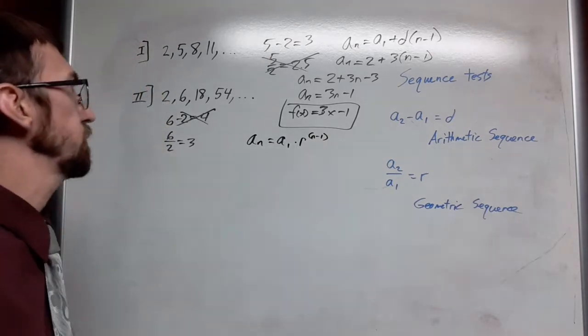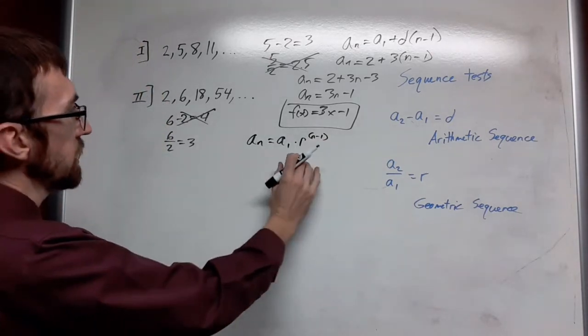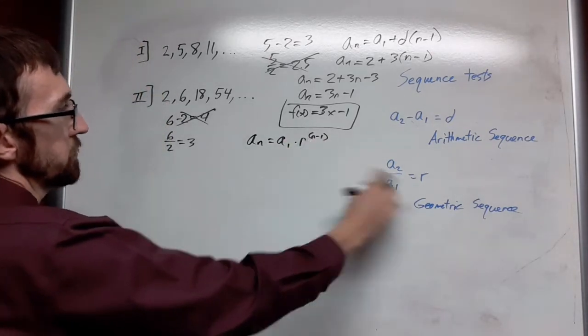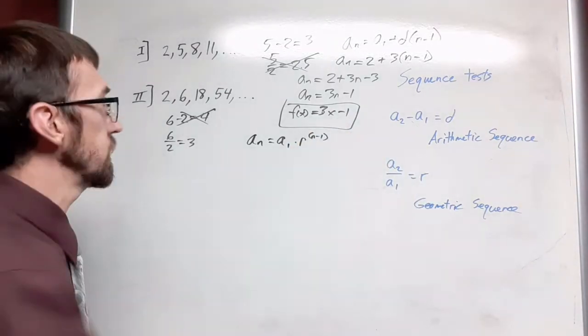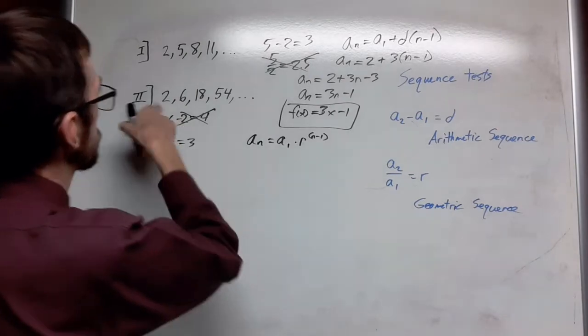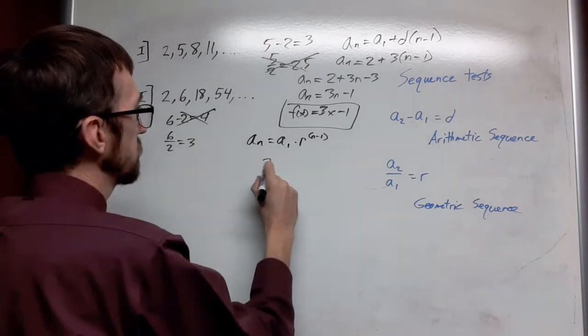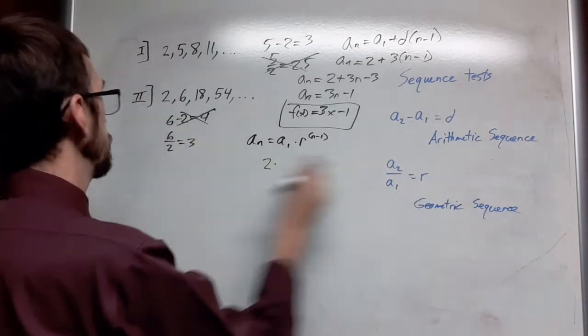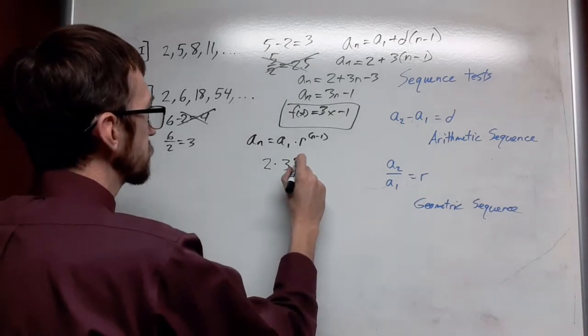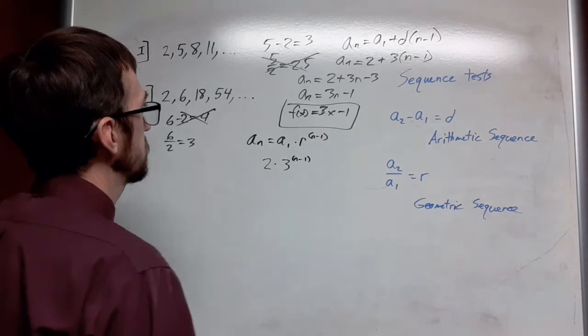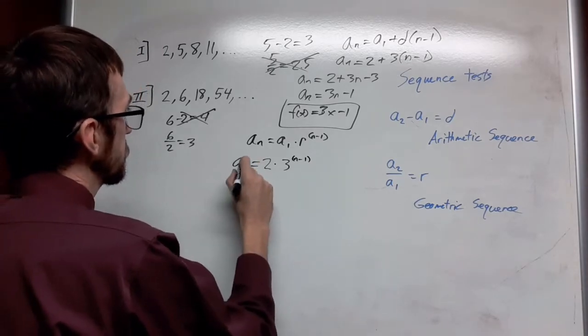And this is the general form. So we have the first term times the common ratio, and it has an exponent of n minus 1. So we're going to replace those values. Again, I started with 2, and the common ratio I just calculated, that was the 3. And this is to the n minus 1 power, and this is a sub n.